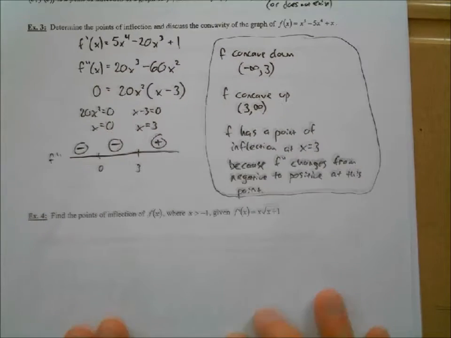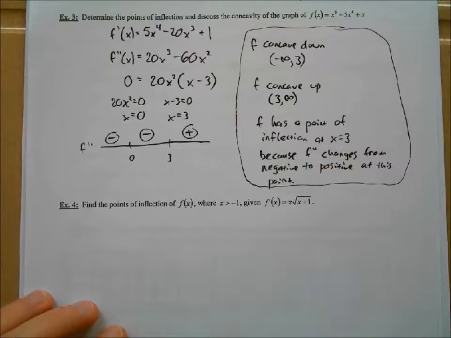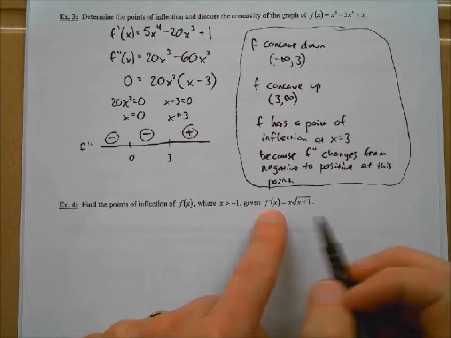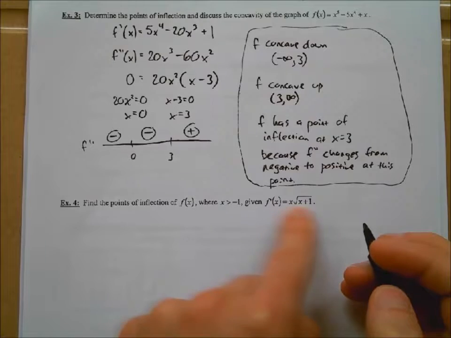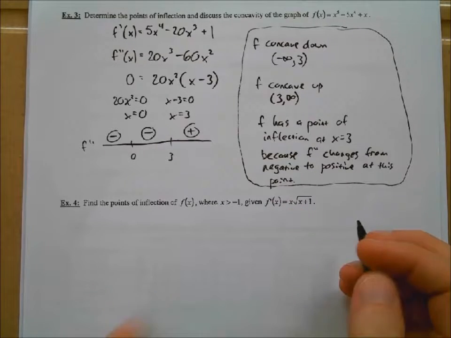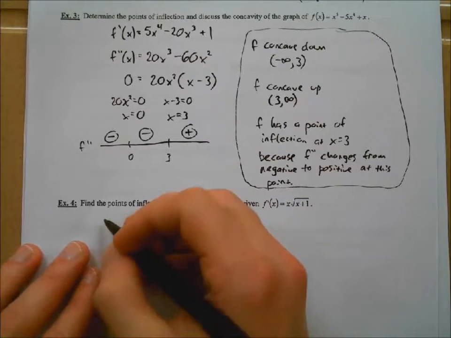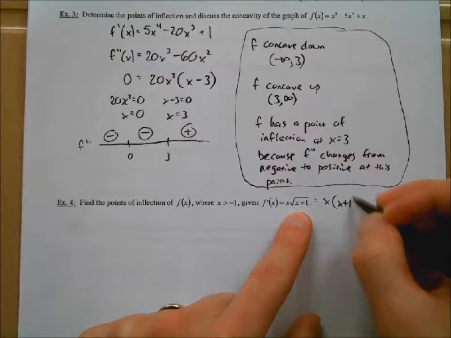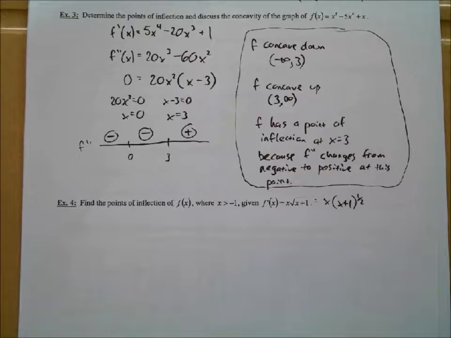All right, we'll try this next one here. So the good news is find the points of inflection of f of x where x is greater than negative 1 given, and we already have the first derivative here, so that's nice, okay? Because if we had to take the second derivative of that would be messy. Okay, I'm going to rewrite this though as x times x plus 1 to the positive 1/2 power instead of leaving the square root there. It's just a little bit easier for us.